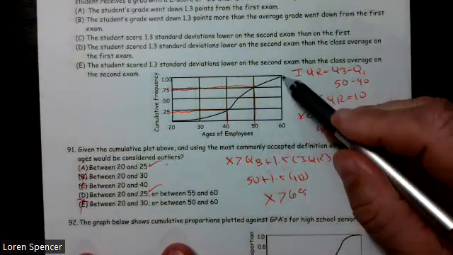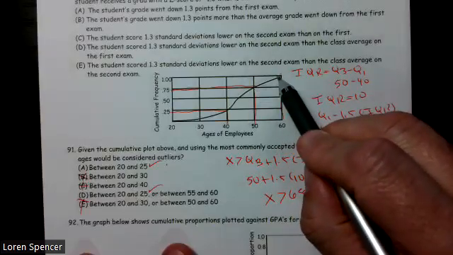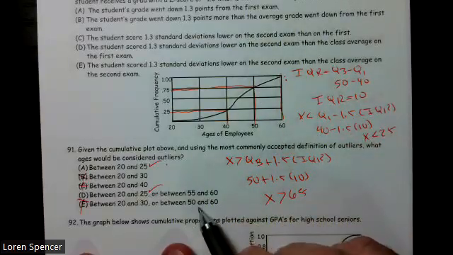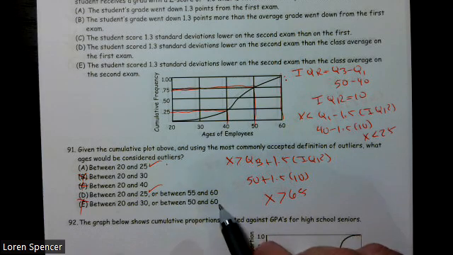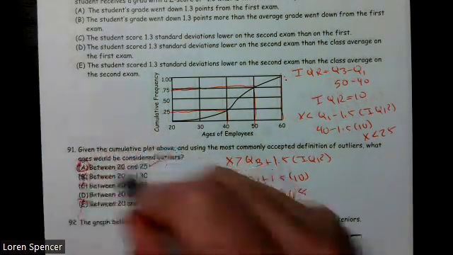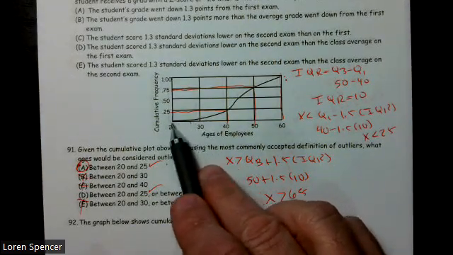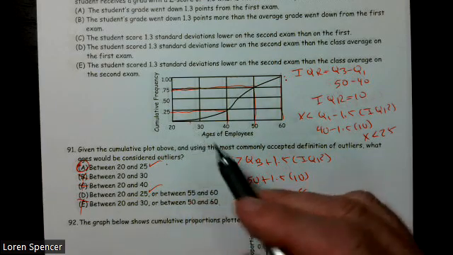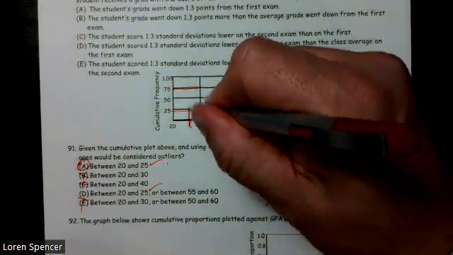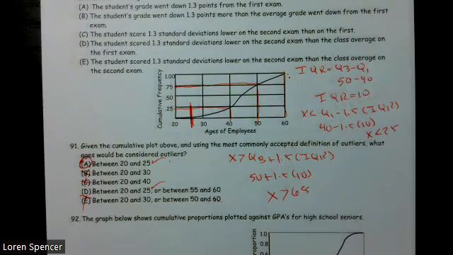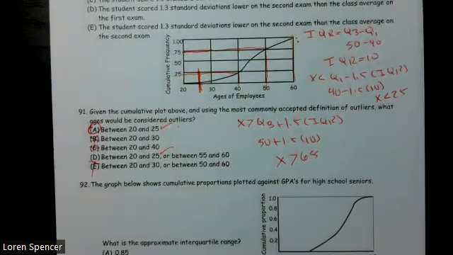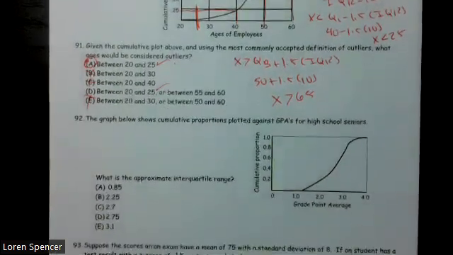Well, I can see that my graph stops at 60. We have 100%, so we shouldn't have any values greater. And we look at our answer choices and 65 is not there. So the possibility is anything between 25 and 20 would be considered outliers, so anything less than 25. Because remember, 25 technically is not, because it's on the fence.